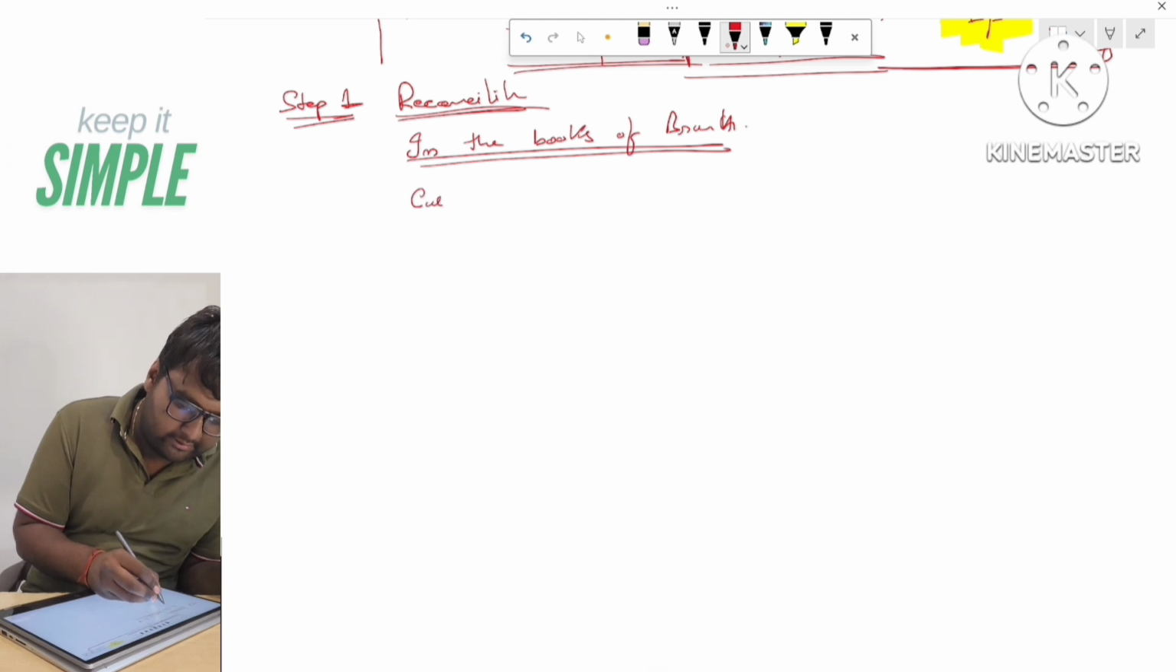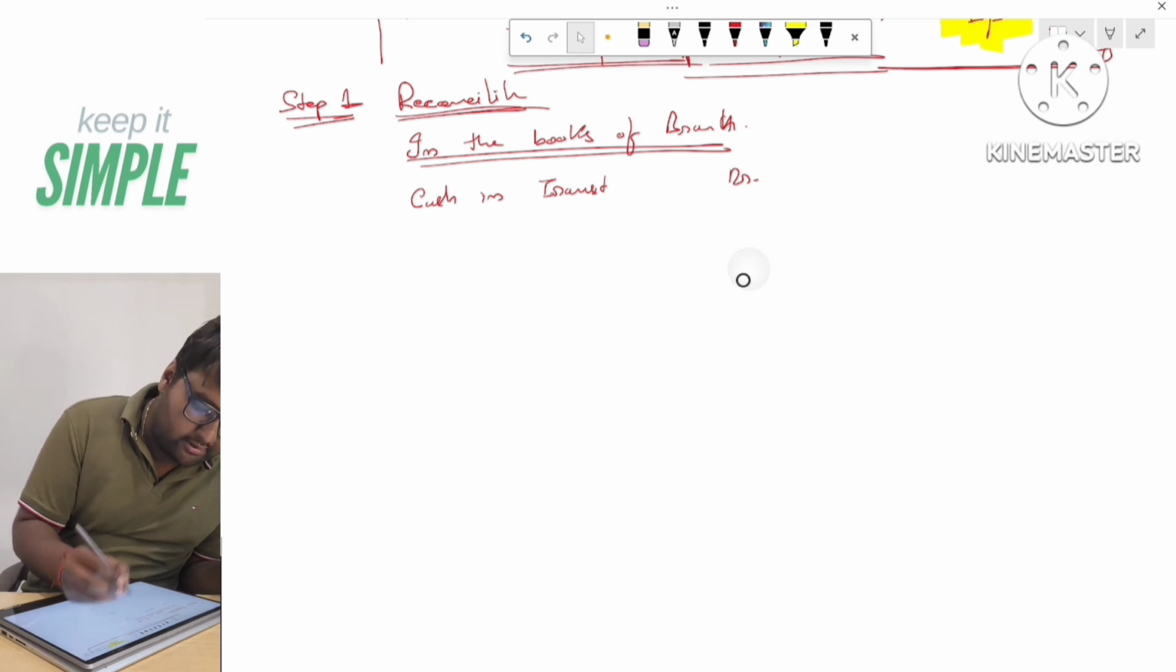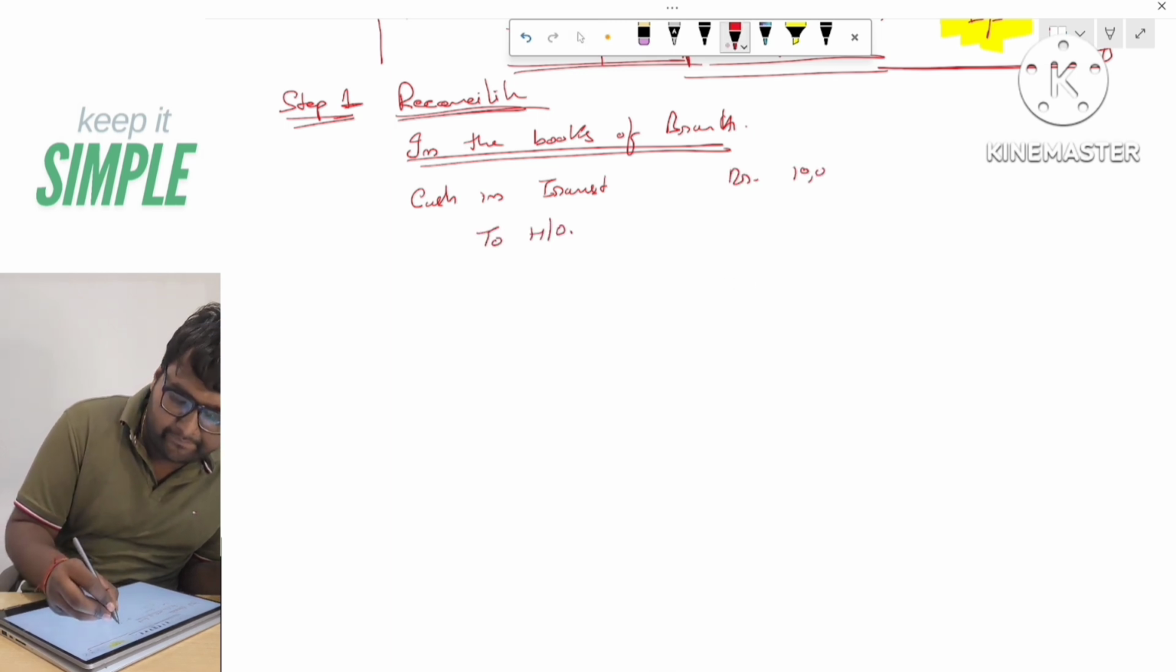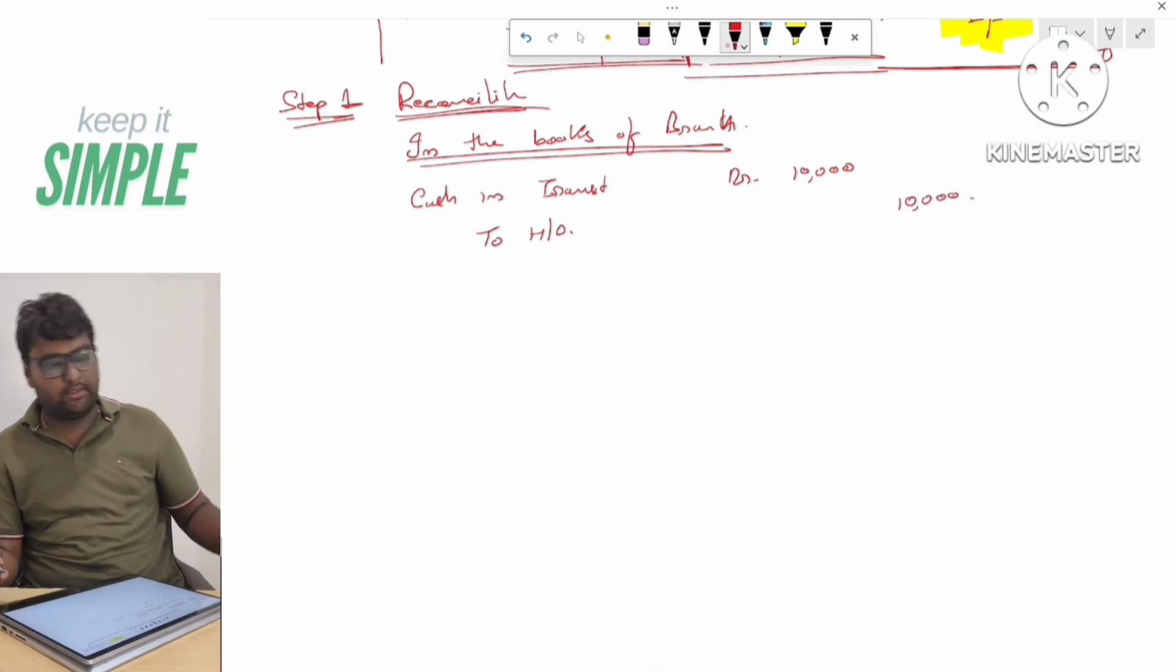We'll make cash in transit debit to head office. How much? 10,000. Correct? Correct or not?